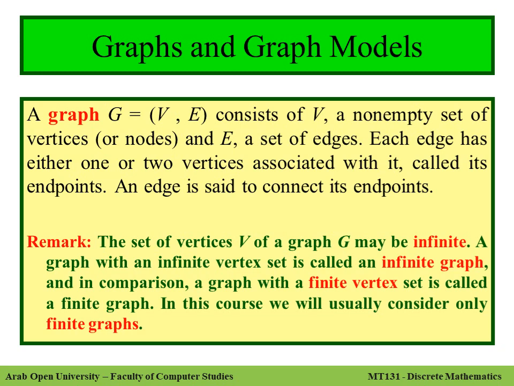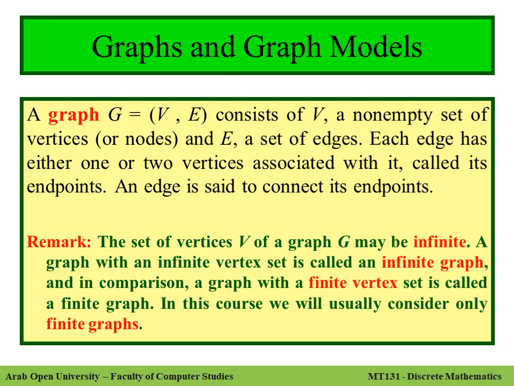We will look at both directed graphs and undirected graphs. Starting with the definition: a graph is an ordered pair, V and E. V is a non-empty set of vertices or nodes, and E is a set of edges. To have a graph, you need at least one vertex. Now, each edge has either one or two vertices associated with it. Each edge will connect either two vertices, or one vertex to itself.